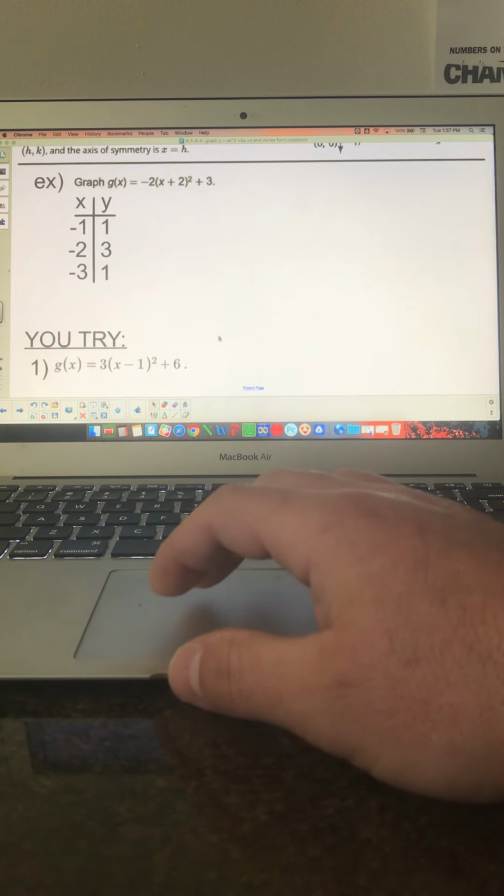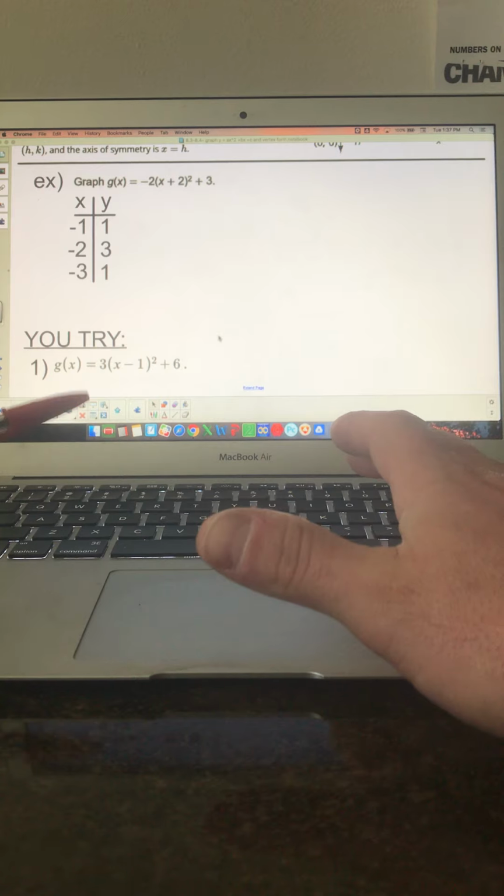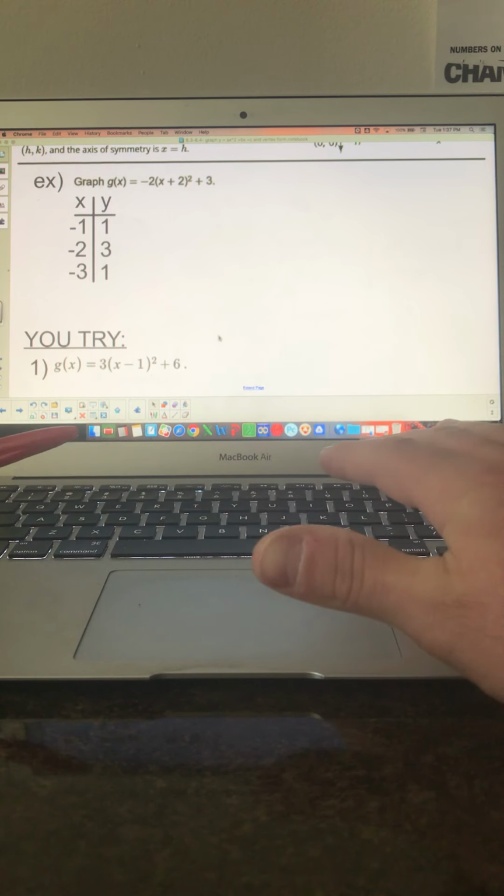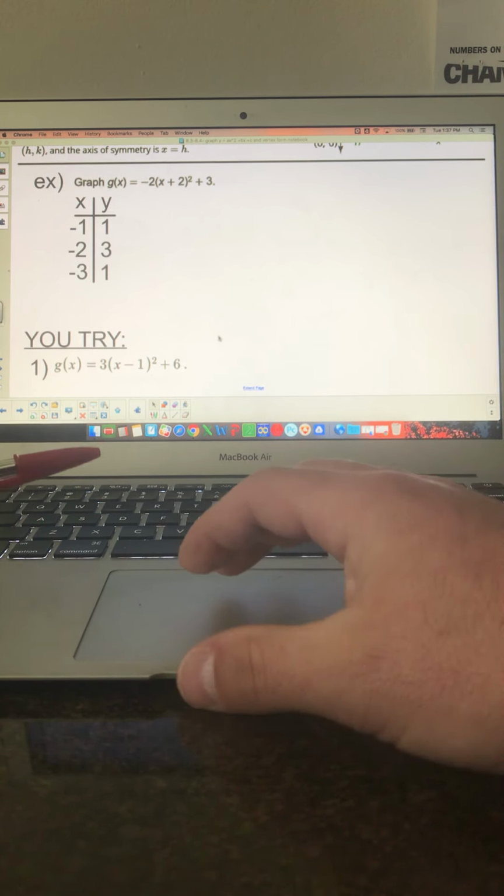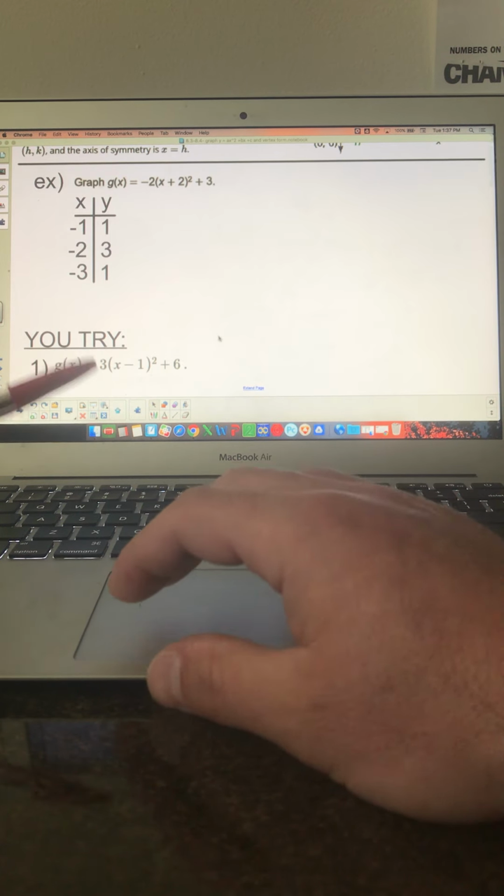Again, I know you can hit pause. Give it a rock and roll. It's vertex form, so you're first finding the vertex. We always find the vertex, no matter what. It's easy to find here. We don't need that axis of symmetry formula.